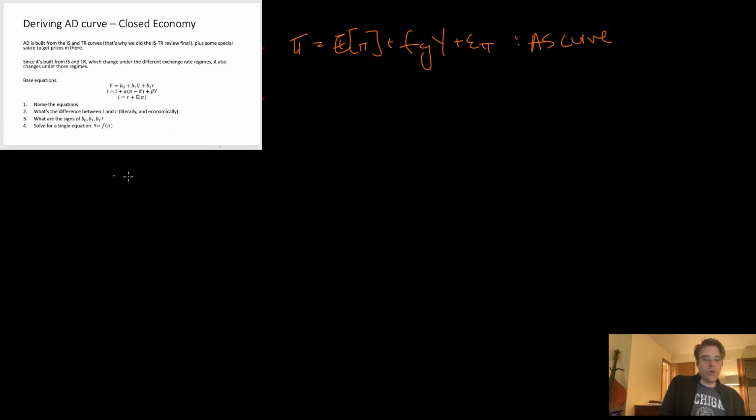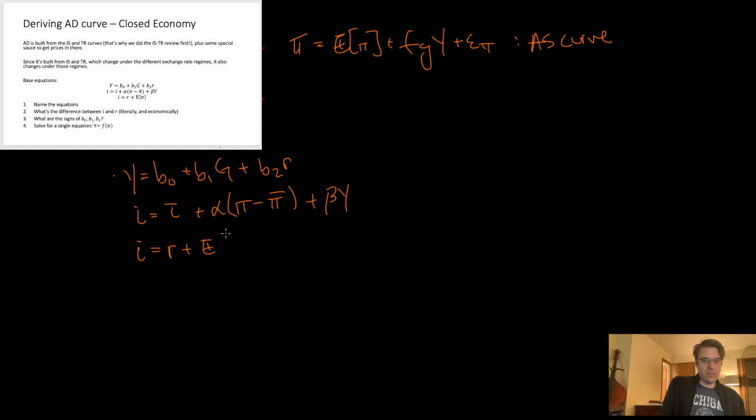Okay, now we're given three more equations. We're given y is equal to b0 plus b1g plus b2r. We're given I is equal to I bar plus alpha pi minus pi bar plus by. And we're also given this last equation, I is equal to r plus the expectation of pi. Okay, and then it says name the equations.